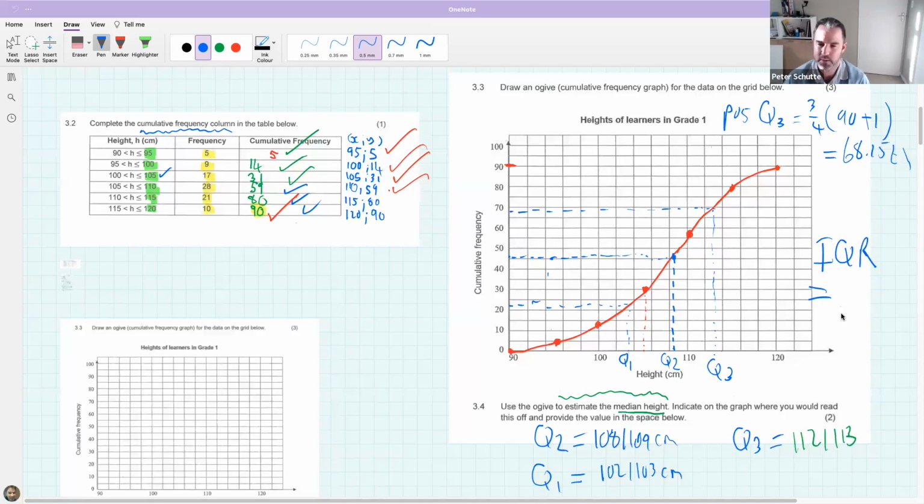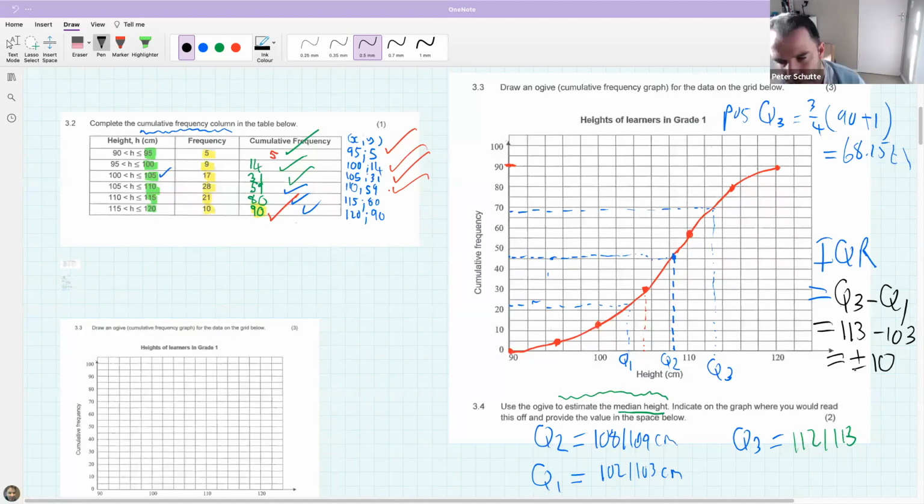What I'm remembering is the interquartile range is Q3 minus Q1. And you've got estimates for Q3 and Q1. I'm just going to choose the top end estimate, so 113 minus 103. But I think both plus or minus 10 would be the interquartile range. But 9 would also be accepted because of the tolerance.